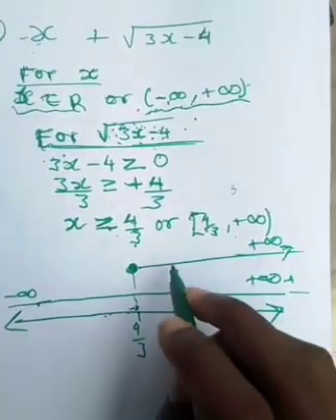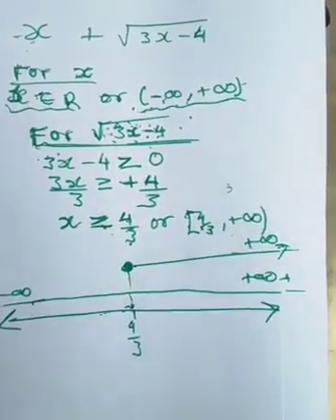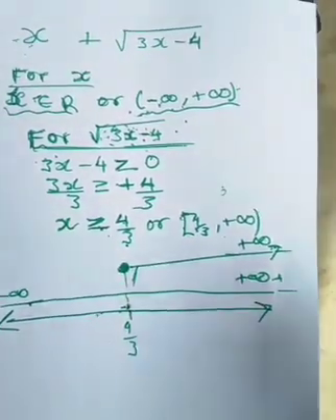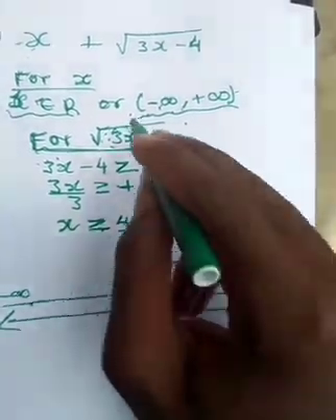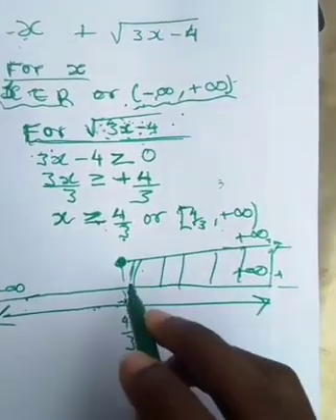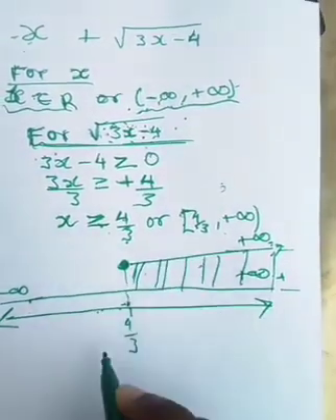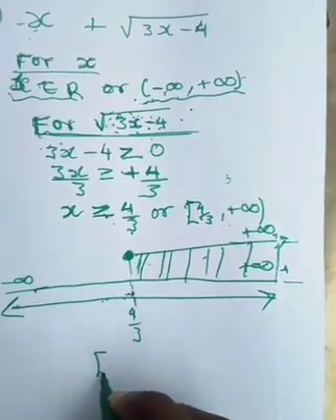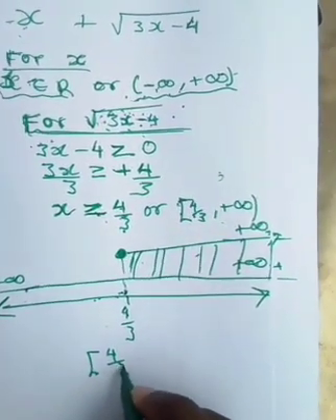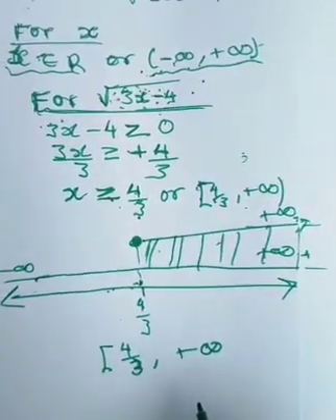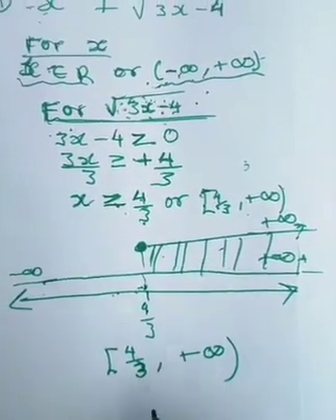Okay, so the intersection is the region where we can find the values found in both this domain and this domain, and it is this region right here. So we are going to describe this region as starting from 4/3, which will be part of the set, going to the positive infinity. Okay, I'm sure by now you understand. So I'll quickly solve this one.